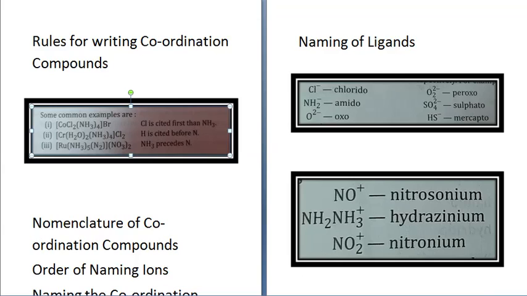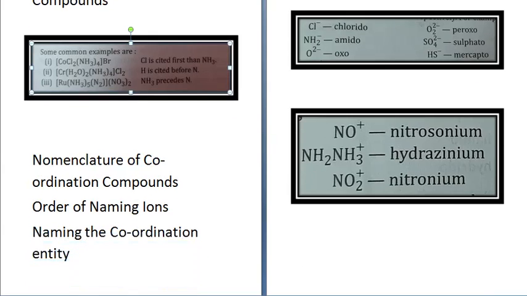Now in this, first is the order of naming ions. In an ionic complex, the positive ion, that is the cation, is named first, followed by the anion. The name is started with a small letter. For example, K3[Fe(CN)6] is named potassium hexacyanoferrate, within brackets in Roman numerals, 3.